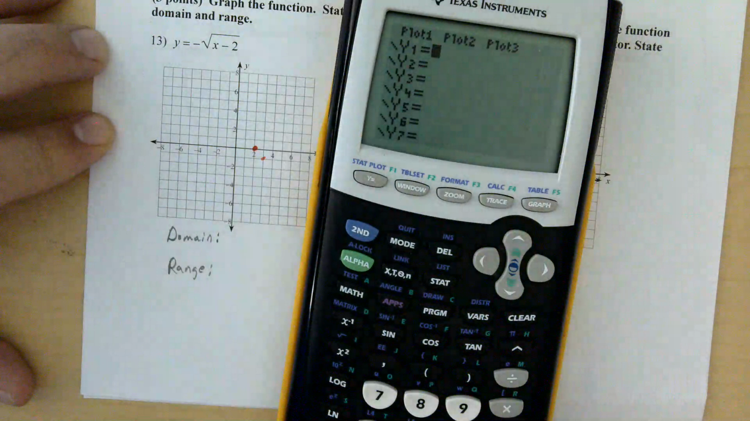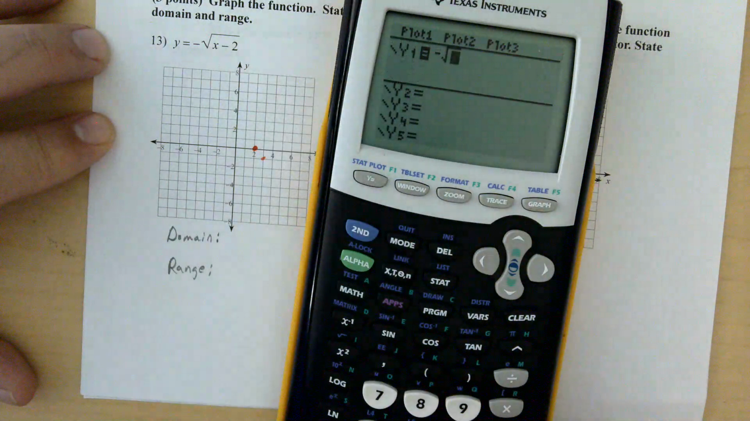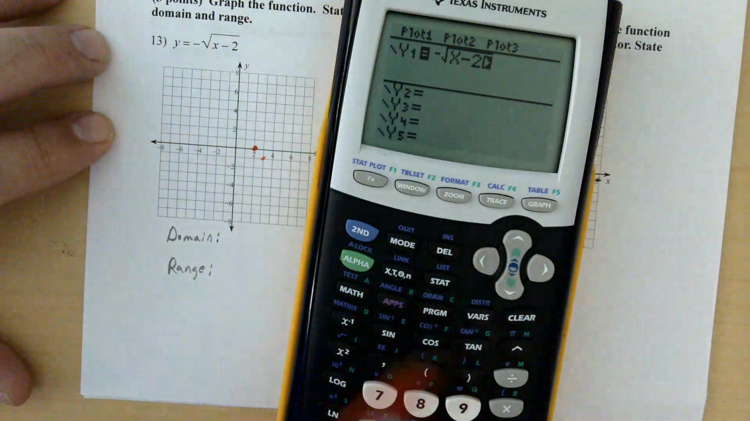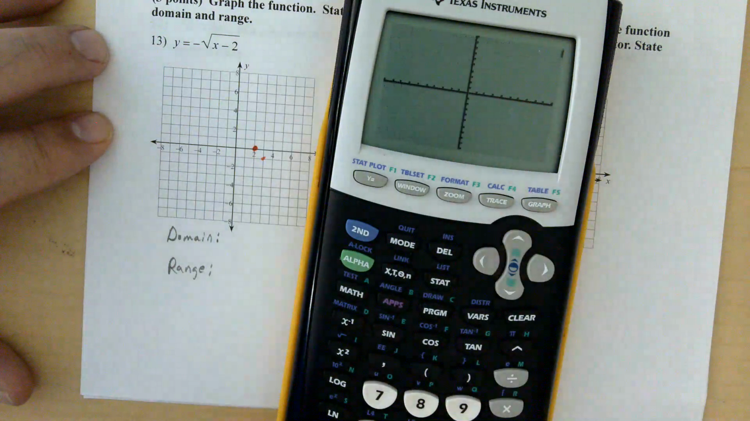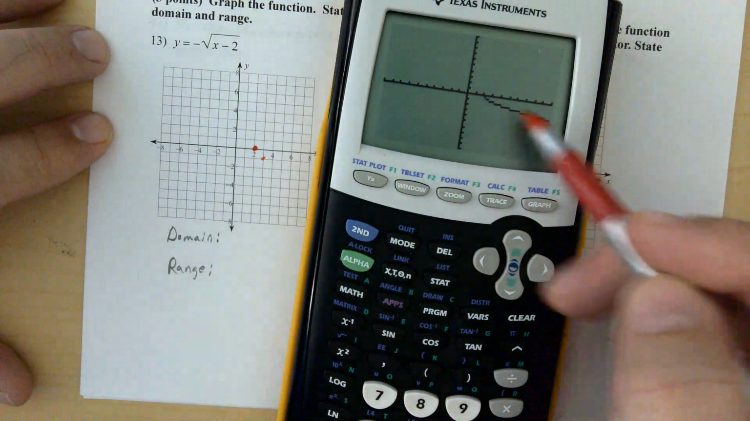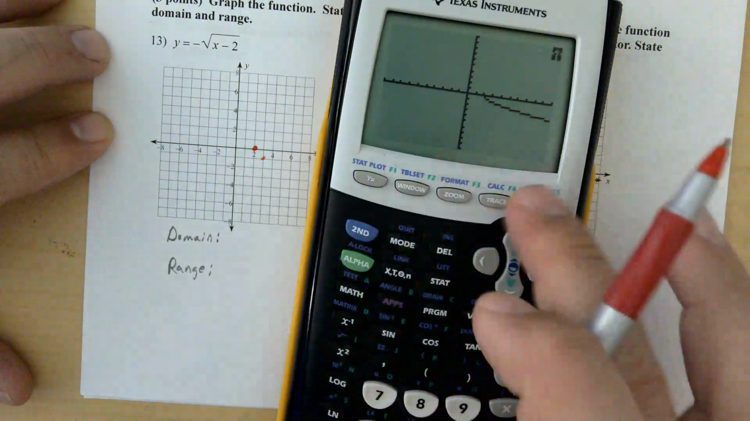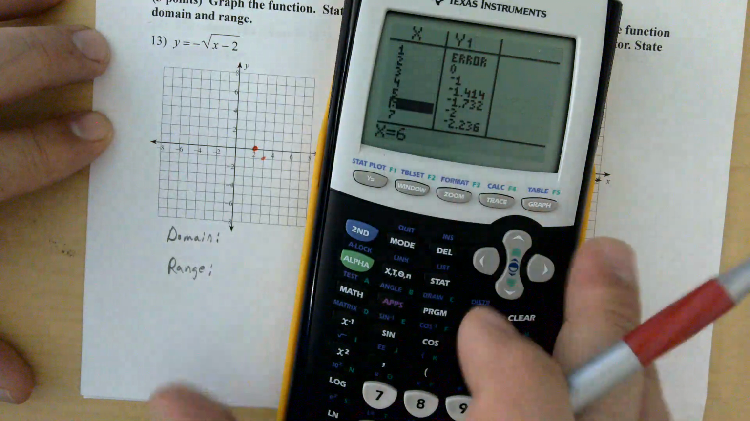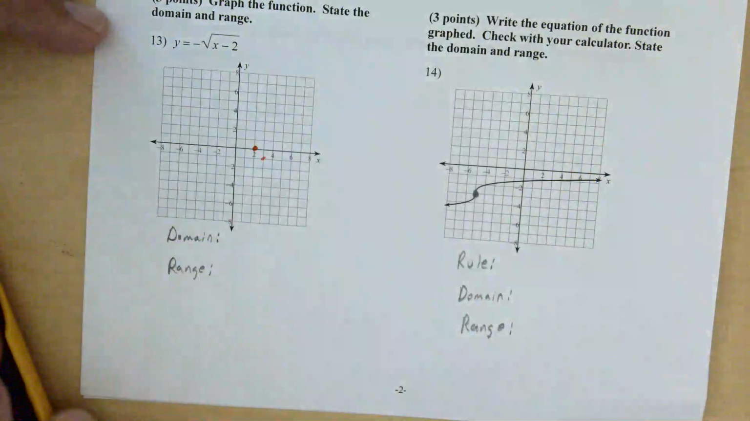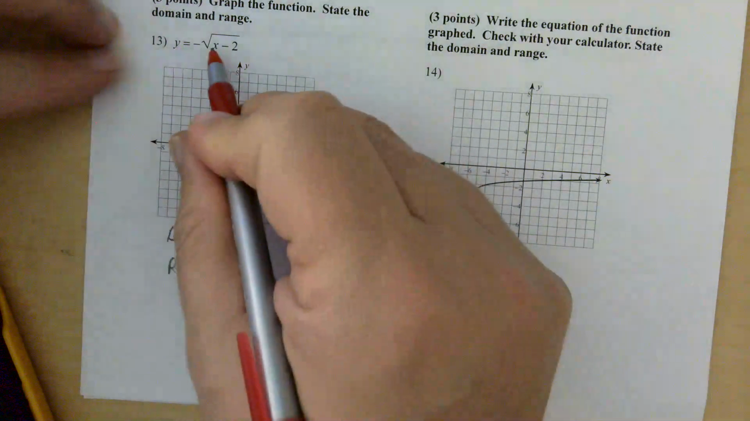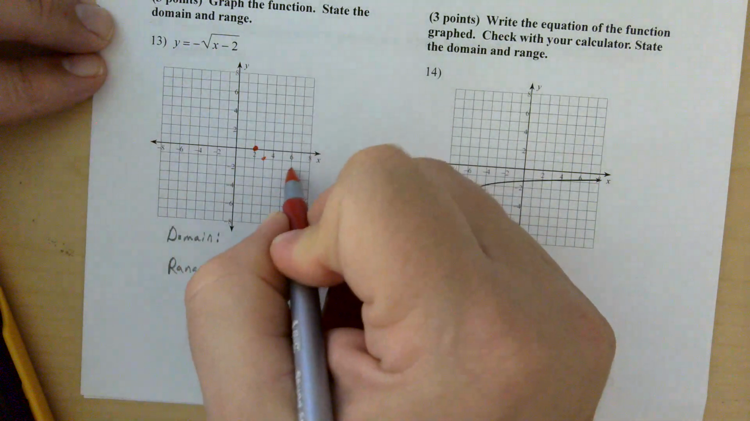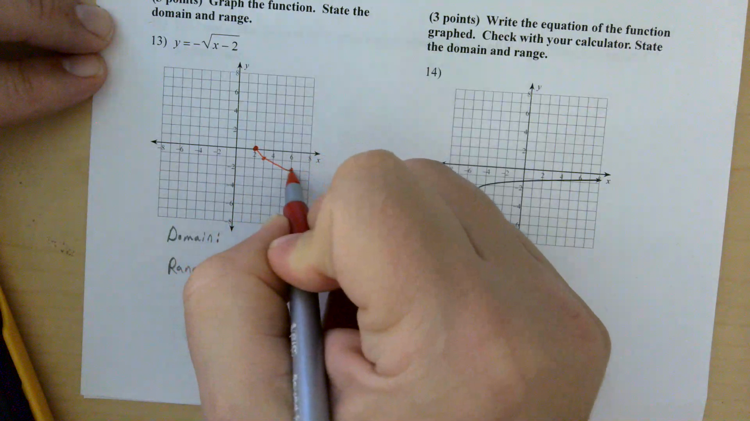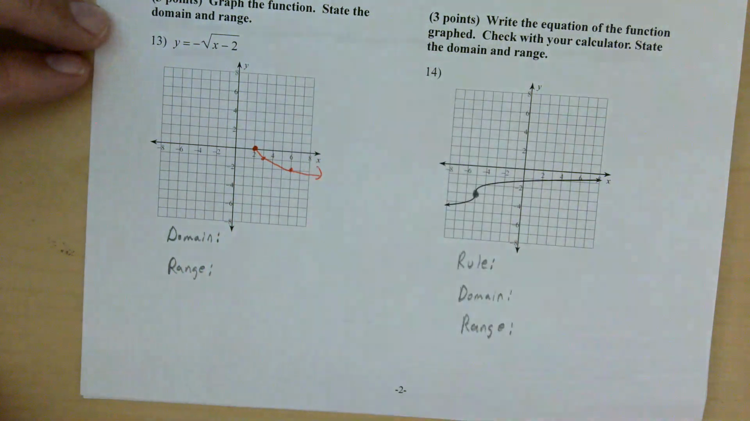I'm going to go to the y equals screen, type in negative square root of x minus 2. Make sure that x and minus 2 are underneath your radical. We can hit graph. We can see that it's going to go down like that. If you go to your table, you can see, and a lot of these you can do in your head, but I can also plot 6, negative 2. So when x is 6, if I plug in a 6 here, I get an outcome of negative 2. That's enough dots to draw my graph.